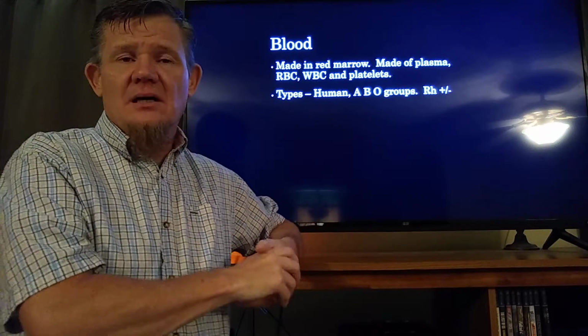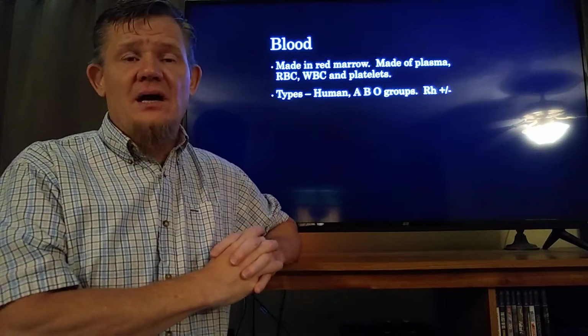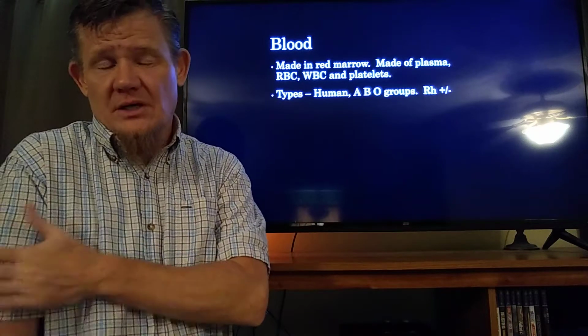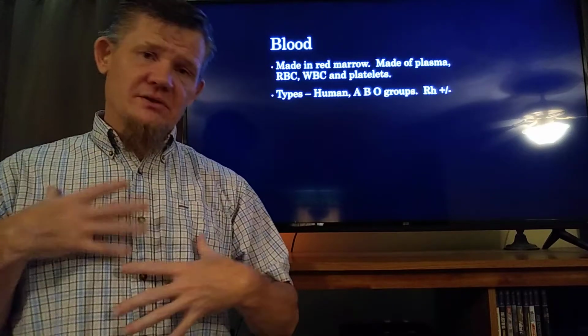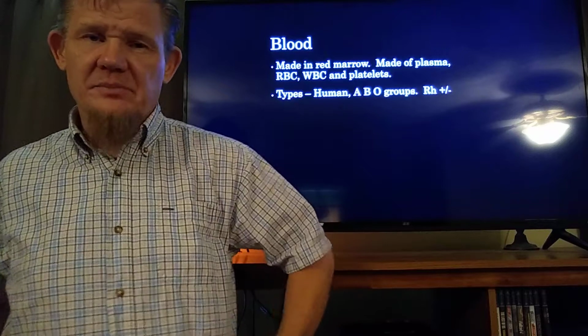When you're young, kids all the way up into late teens, you've got red marrow in the heads of your long bones, like your shoulder bone, your arm bone, your leg bones, and in your flat bones. Your flat bones are like your ribs, your sternum, and your hips.